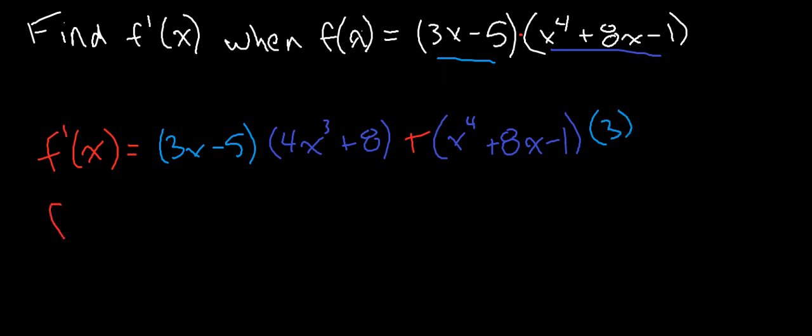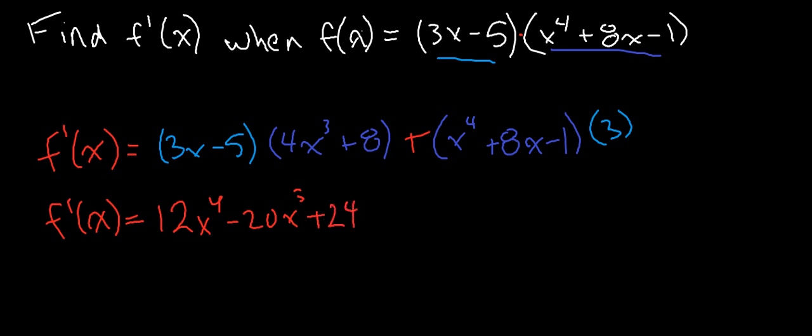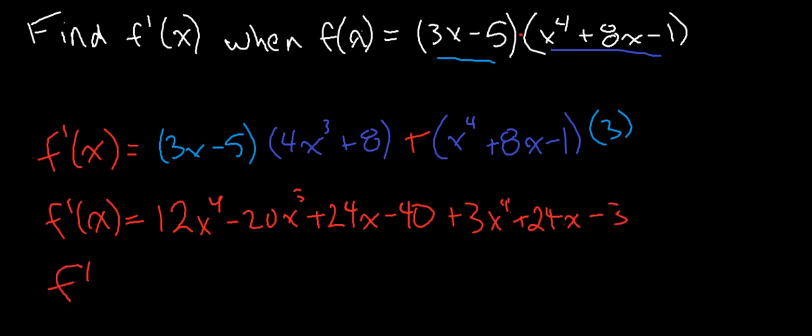If we end up simplifying this, we're going to get f prime of x is equal to, this is a FOIL method, so I see a 12x to the 4th. Outside, that's going to be plus 24. I'm going to do the inside first. That's going to be negative 20x cubed. Then I'm going to do the plus 24x minus 40. And then here I'm just going to distribute the 3 through, plus 3x to the 4th plus 24x minus 3.